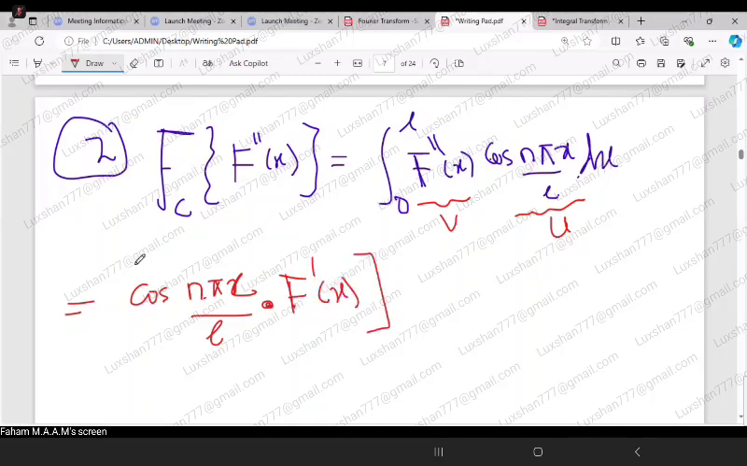So I want to substitute the value 0 to L minus, okay, again what? The derivative of this function. So derivative of this function, so integration 0 to L. The derivative of this one is, we know that minus.